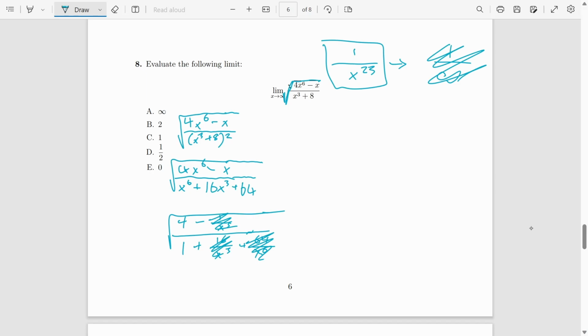You can ignore them. So then it just ends up becoming square root of 4 over 1, which is the square root of 4, which is 2. B. That's our answer.